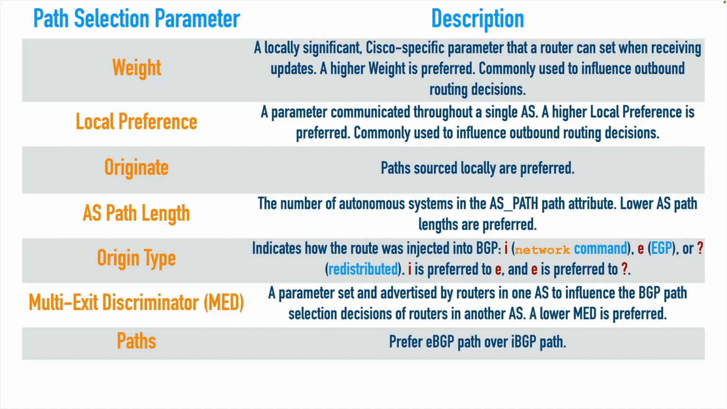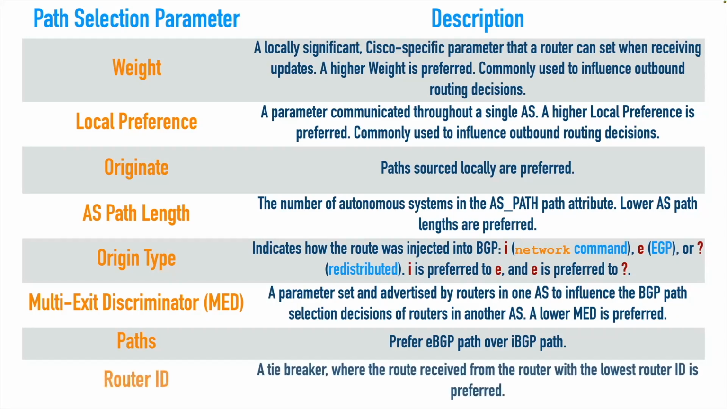But if everything is a tie, we've got one final tiebreaker, and that is the router ID. And many times I've seen it come down to this, where we're looking at different ways to get to a destination network, and we're going to select the network that was advertised from a router with the lowest router ID.